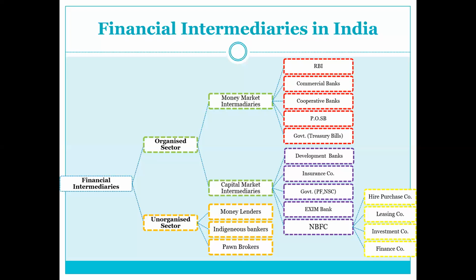So these are with regard to the money market intermediaries. Now coming to capital market intermediaries. Who are capital market intermediaries? We are already familiar with the term capital market. It is a market which deals in securities with a maturity period of more than 365 days. So the intermediaries in this market are known as capital market intermediaries.